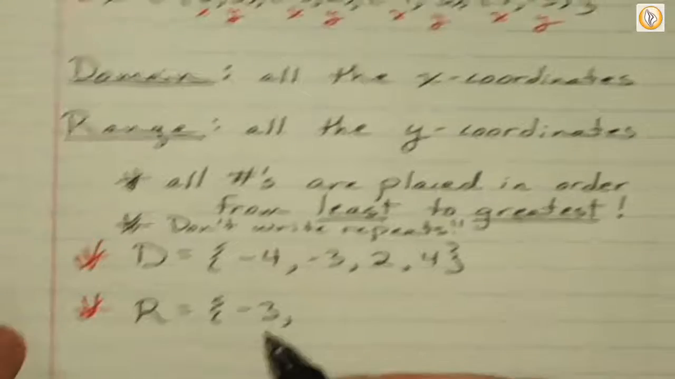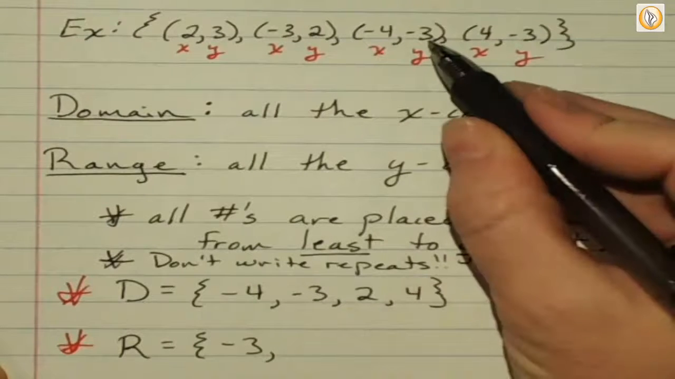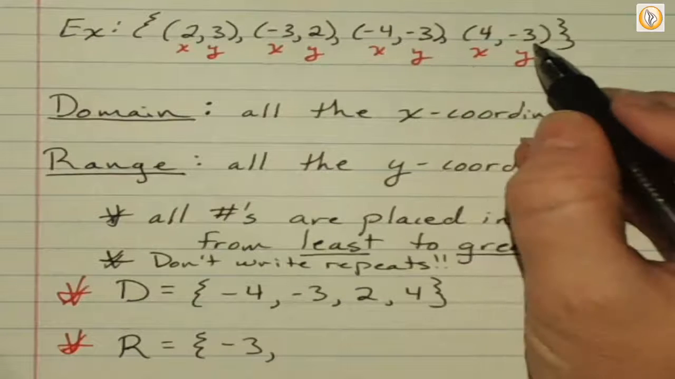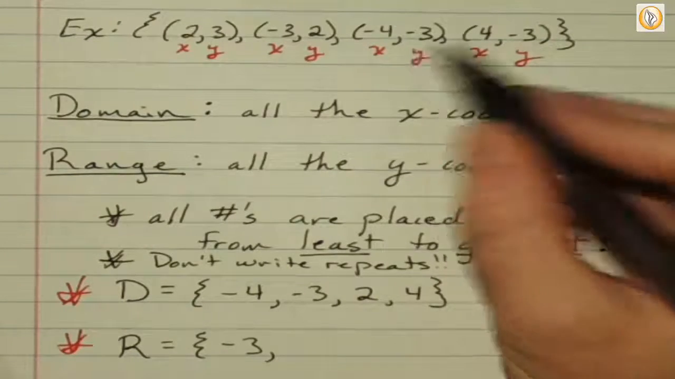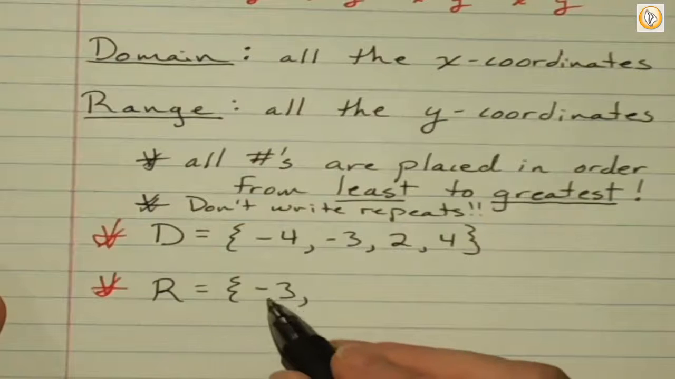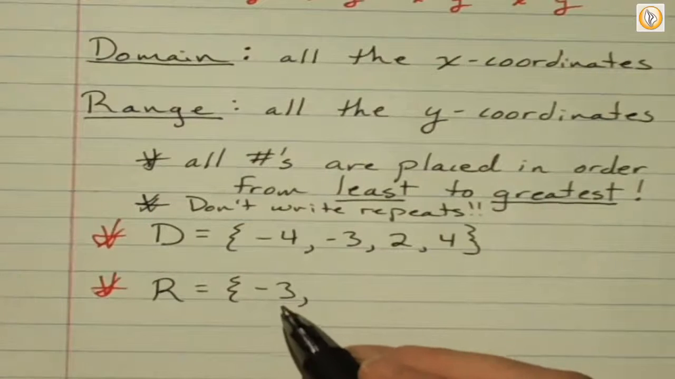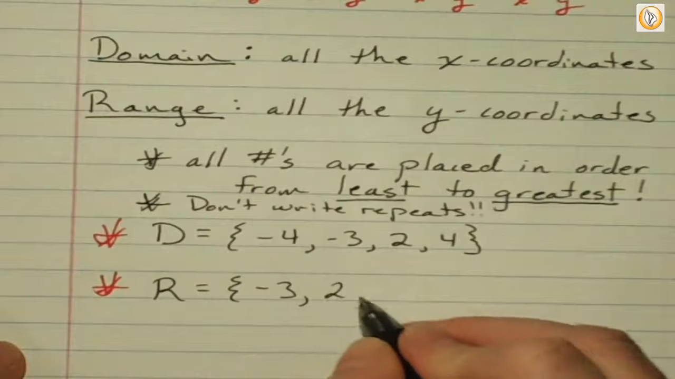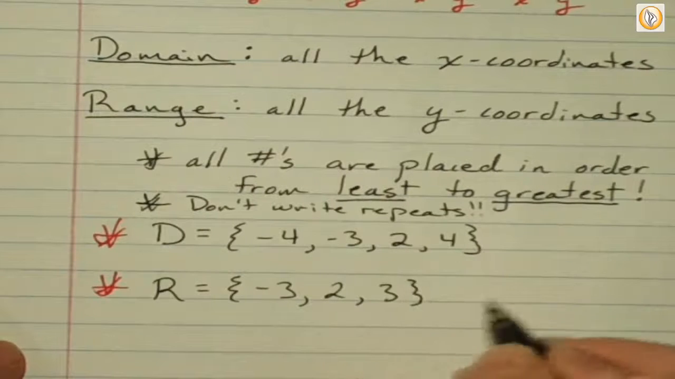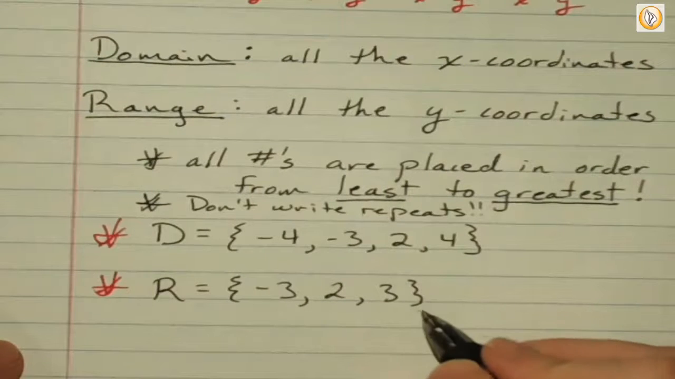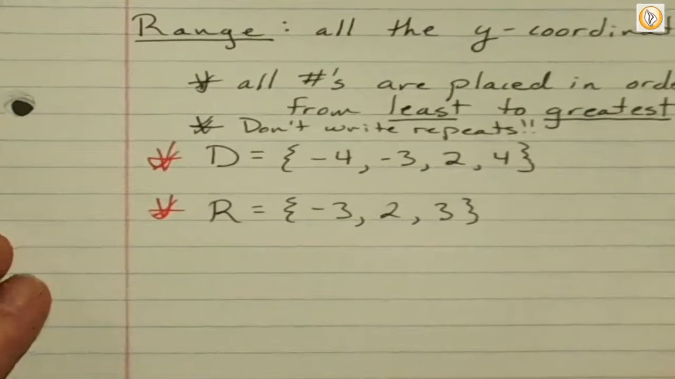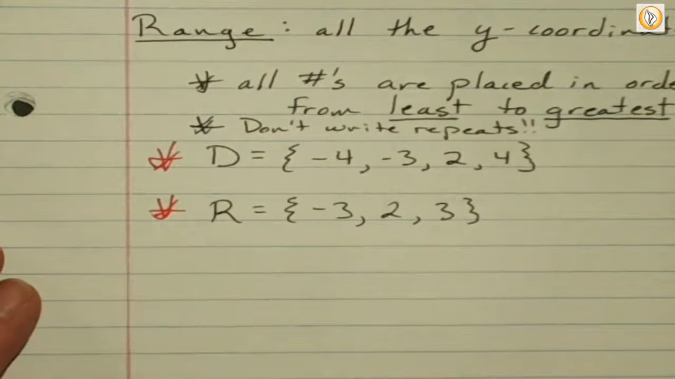So we only have to write 1 -3 because there's 2. Joseph, are you paying attention? You have 2 -3s here for the y. So for the range, you only need to write 1. You don't have to write them both. Now what, Kelly? 2, 3. Be careful with your squiggly so they don't look like threes. Handwriting is everything. Okay.